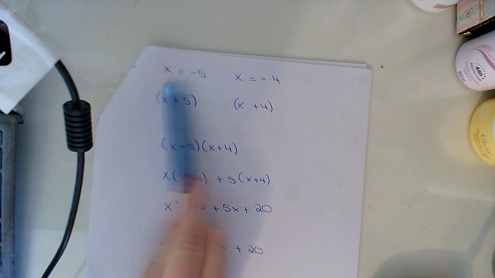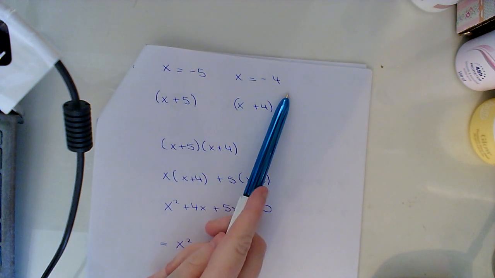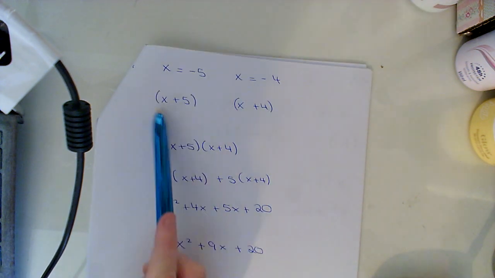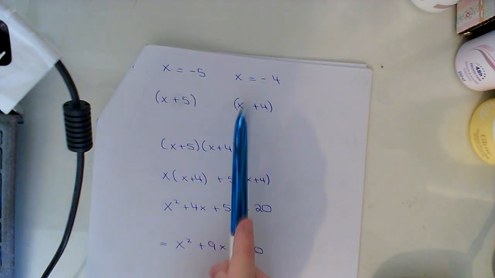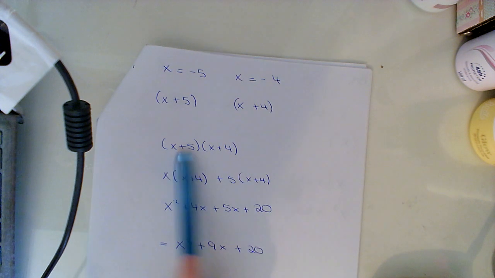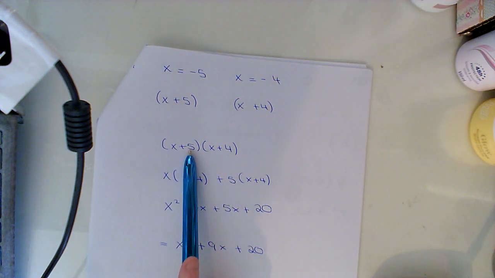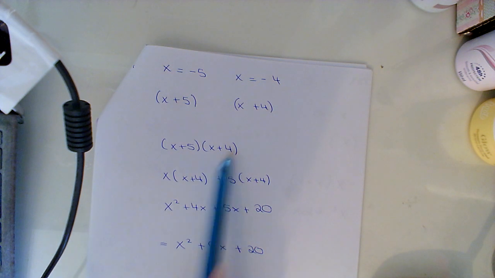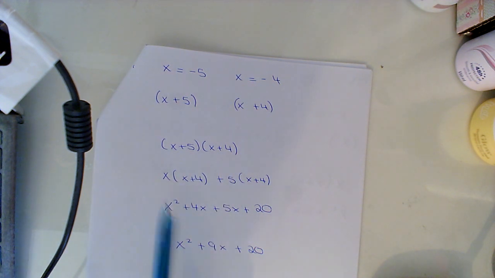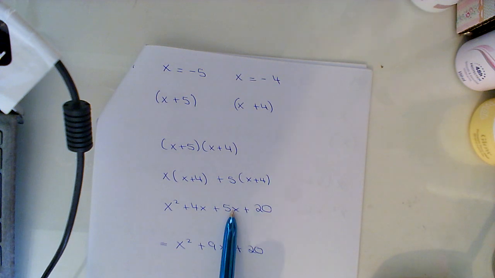Here I have x is equal to minus 5, x is equal to minus 4. So I bring this over x plus 5, bring this over x plus 4. I multiply them side by side, so I go x times everything in my second bracket, plus 5 times everything in my second bracket. X times x is x squared, x times 4 is 4x, 5 times x is 5x, 5 times 4 is 20, 4x plus 5x is 9x, so I have x squared plus 9x plus 20.